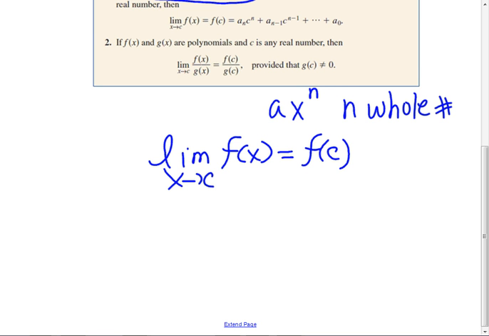And if you have a ratio of polynomials, then you can just actually substitute c in that whole thing. But they have to be polynomials. Not true for absolute value, not true for greatest integer function. And a few others.